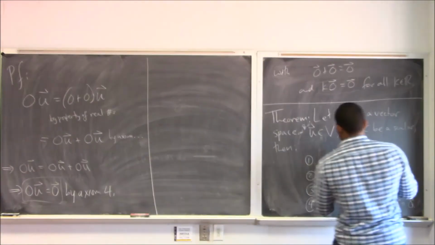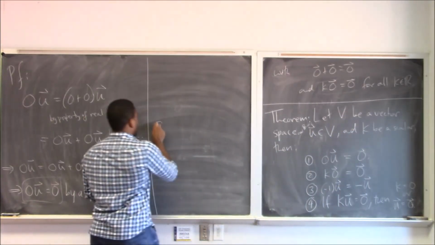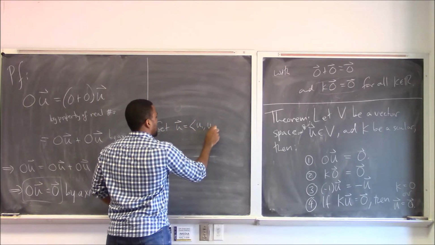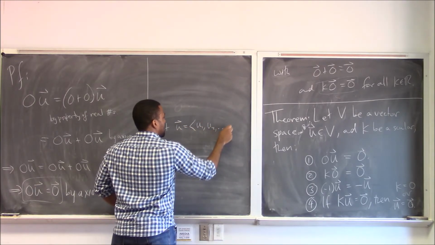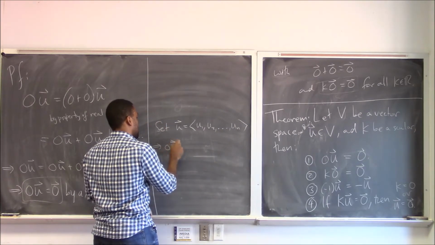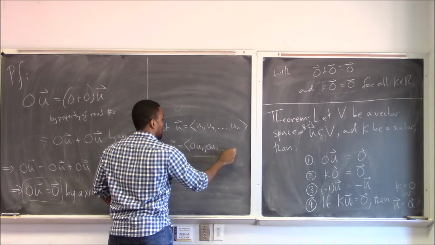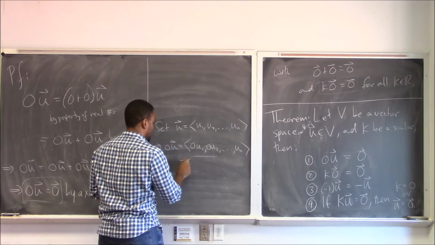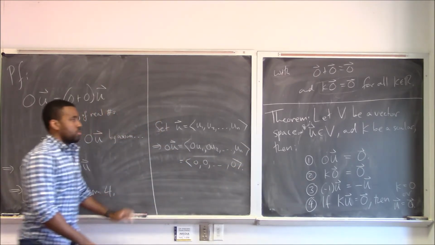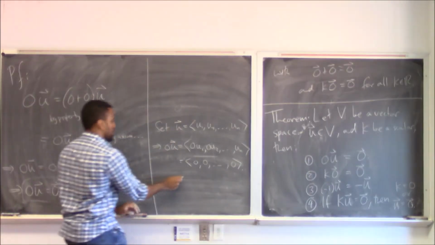Now there are times in the past where I asked students to prove this, and what they did was, if I ask you to prove this in general, you write down something like this and say, oh, that's the 0 vector. What's the problem here?